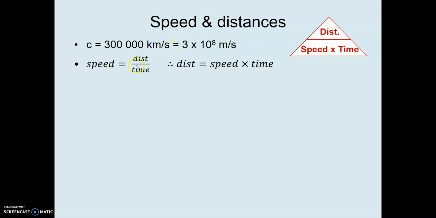Speed is distance over time, and if we put it in a triangle with distance on top, we can see that if we cover this with your finger, speed is equal to distance over time. But distance, cover that with your finger, is equal to speed times time.